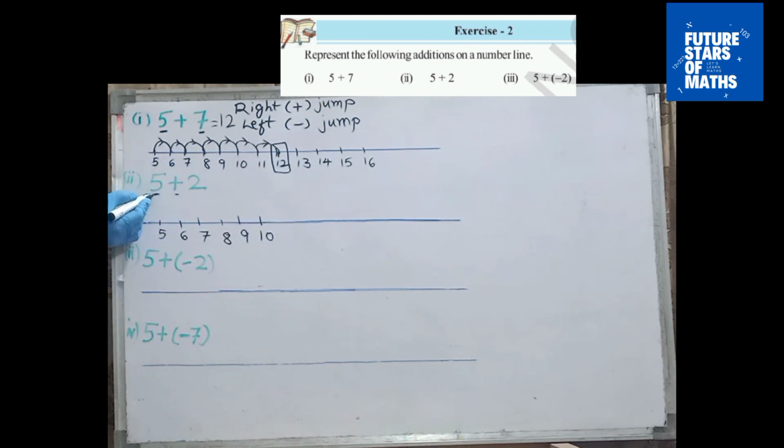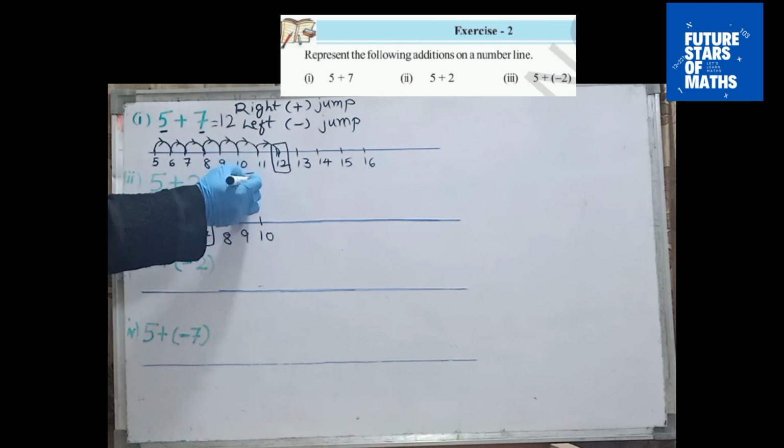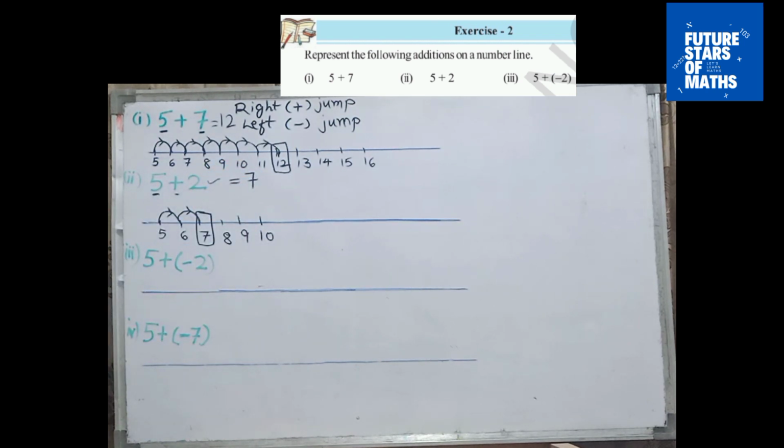Now what do I have to do? I have to start from 5. How many times do I have to jump? I have to jump 2 times. So on the right side, 1. Since we are adding, we will move on the right side. 2 times. So what do we get? 7. So 5 plus 2 is equal to 7.